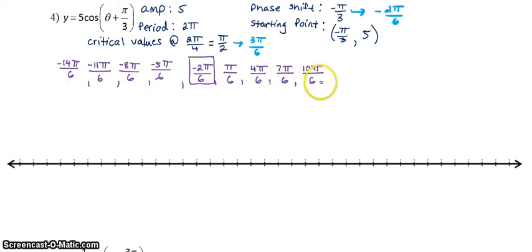Okay, next thing I'm going to do is simplify. So 10 pi over 6 simplifies to 5 pi over 3. 7 pi over 6 is good. 4 pi over 6 simplifies to 2 pi over 3. Pi over 6 is fine. Negative 2 pi over 6 simplifies to negative pi over 3. 5 pi over 6 is good. Negative 8 pi over 6 simplifies to negative 4 pi over 3. This one is fine, and then this one is negative 7 pi over 3. Okay, so next I want to graph these values.